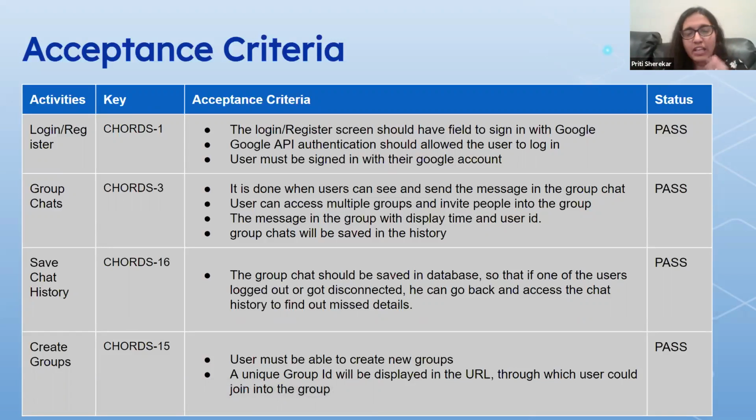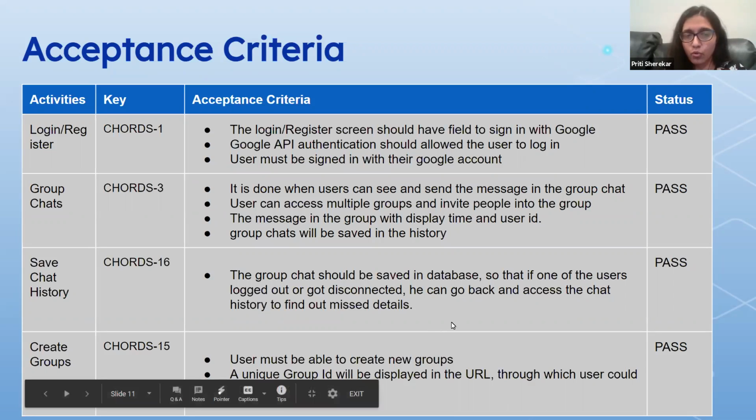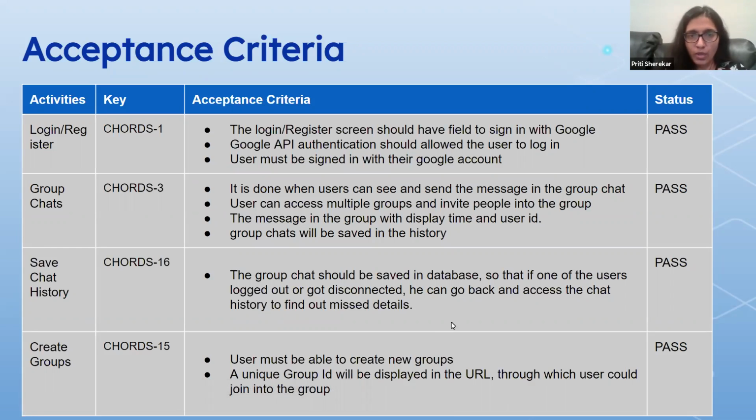Now, in the acceptance criteria, we have covered login and registration, group chats, save the chat history, and creating groups. So when I register, the acceptance criteria says that the user should be able to log in using his email ID in the Google Firebase authentication. Also, in the group chats, the user should be able to access multiple groups and he should be able to invite people in the group.